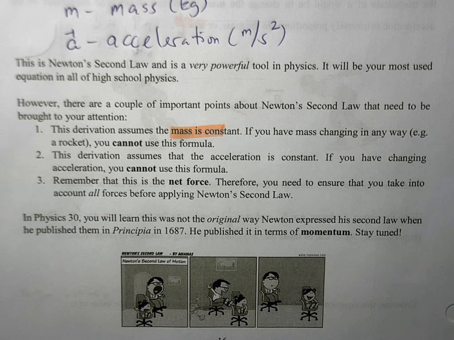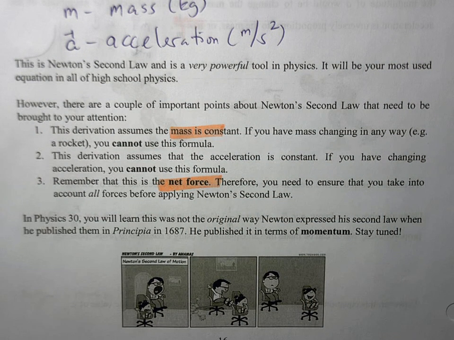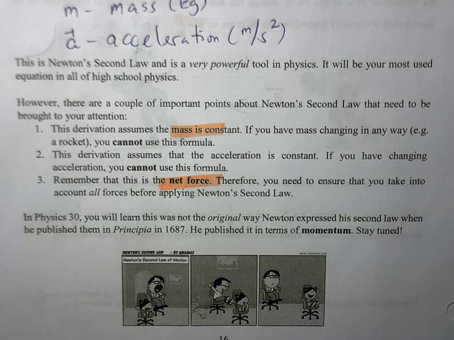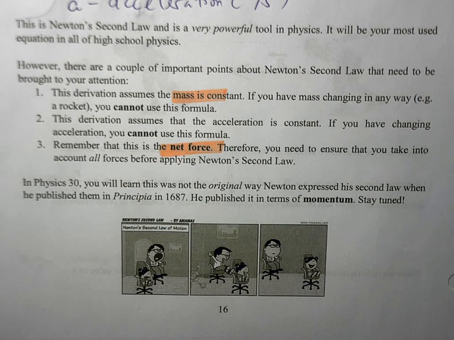The big thing with using F net equals ma, though, is that word net. This applies to the net force. So we're accounting for all the forces acting on the object. That total of the forces is equal to the mass times the acceleration of the object. But this key point here, number 3, is something we're going to explore a lot in depth. When you take Physics 30, you'll learn that F net equals ma is not actually the way that Newton proposed his second law. He actually expressed it in terms of this quantity called momentum, but that's something you can save for Physics 30.